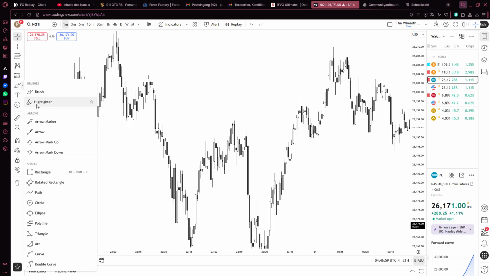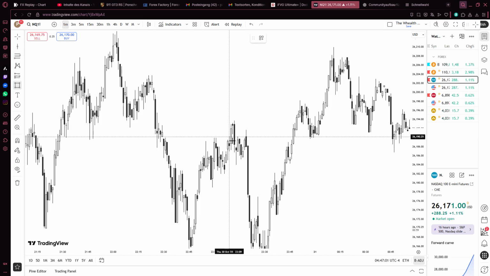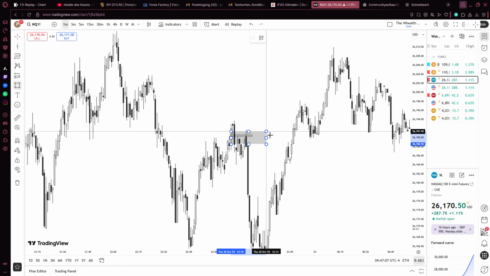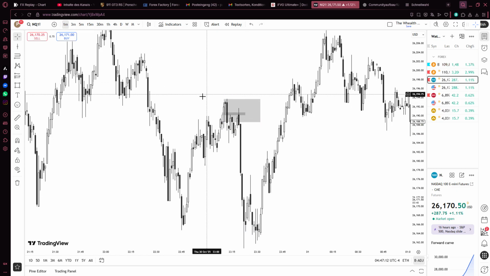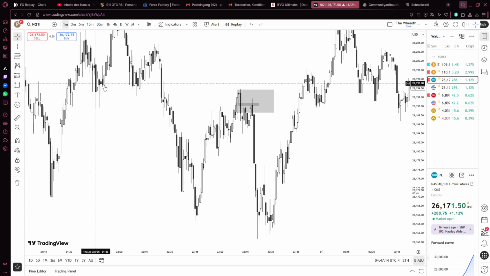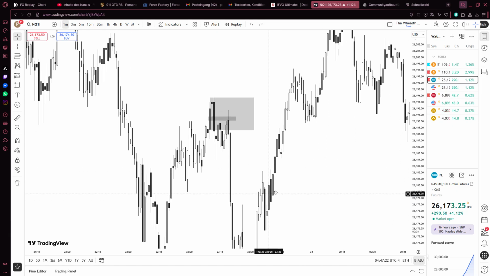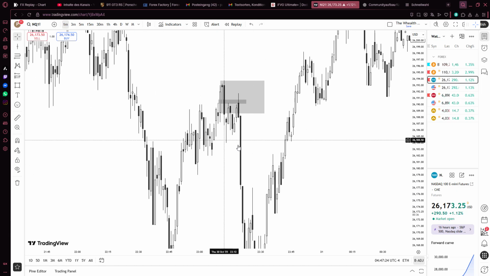I'm gonna draw out every confluence I see: inversion fair value gap, order block. There's more, like Fibonacci, OPN, and BMD, but I haven't taught you the rest yet. I'm gonna go over them in the next few videos.